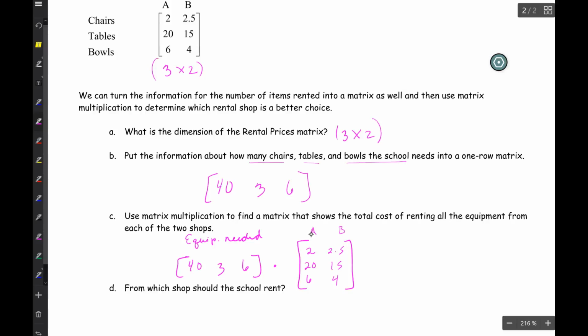So first let's analyze what our resulting matrix will be. This piece here is a 1 by 3 matrix. This one is a 3 by 2. So what should our resulting matrix be? 1 by 2, which is great because that will show us the total cost for company A and for company B. Okay, so go ahead and multiply this out with your partner. We'll check our answers up at the screen.